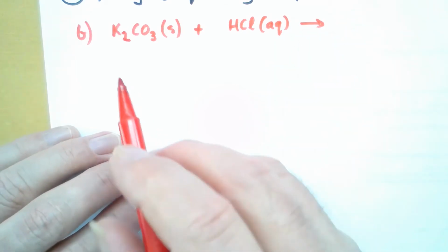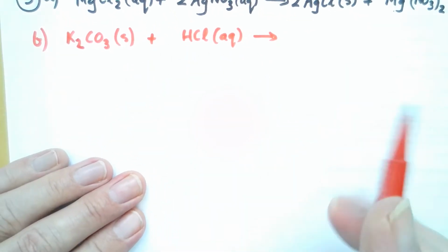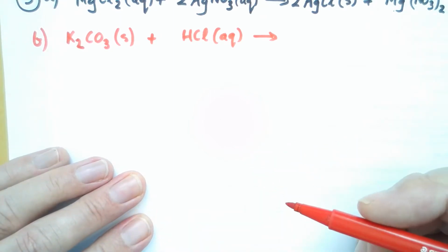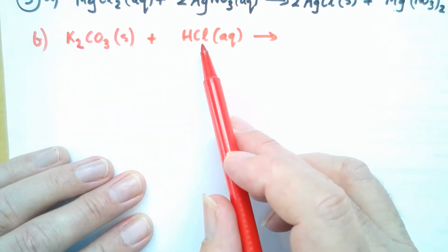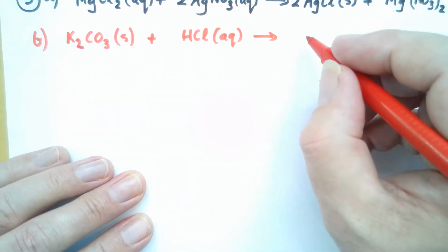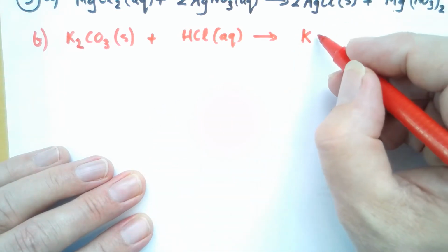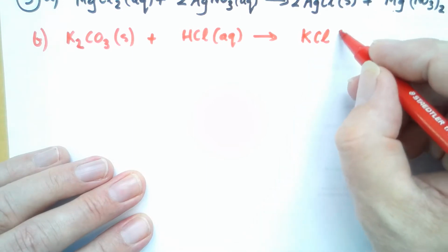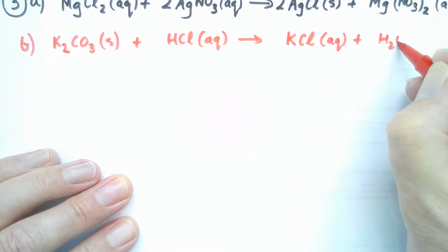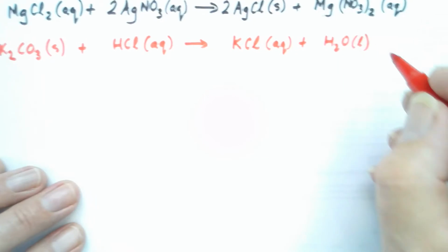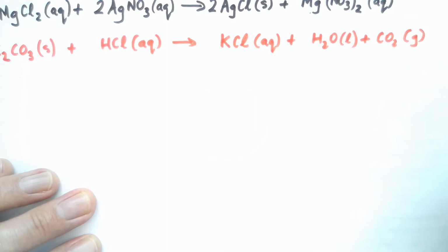Reacting to give. So we're going to get, this is an acid plus a carbonate, we're going to get a salt plus water plus carbon dioxide. The salt is going to be made from potassium and chloride ions. Potassium group 1, chlorine group 7, so that's going to be KCl. That will be aqueous. Plus some water, which is a liquid, plus CO2, gas.